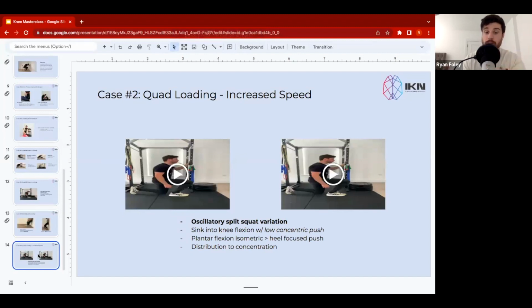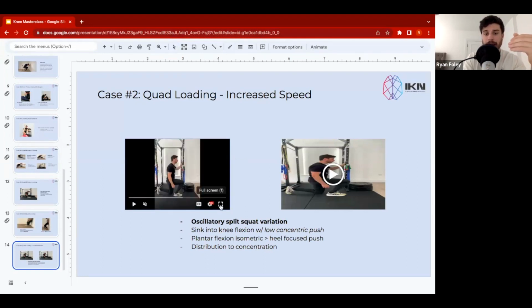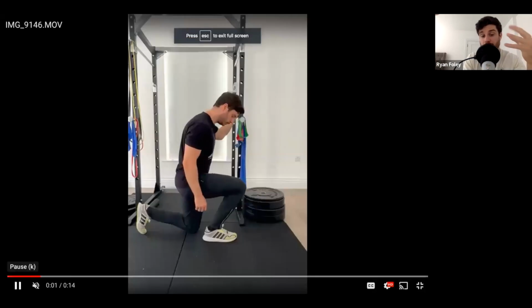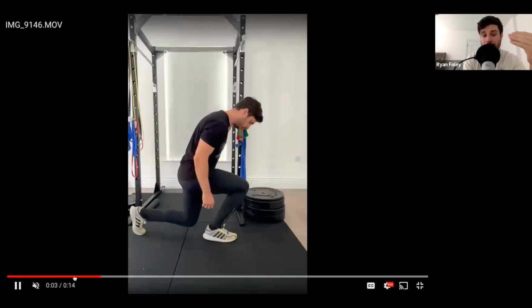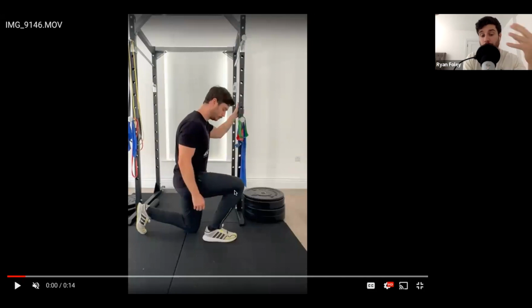Now what we want to try and do is add a bit more speed, a bit more ballistic nature to the distal quadricep loading strategies. So we're going to talk through more of an oscillatory split squat variation here, where we're going to begin in a low split squat position where we have some nice tibial flexion, and some nice femoral flexion.